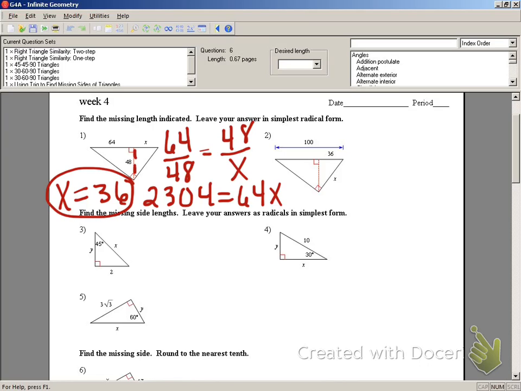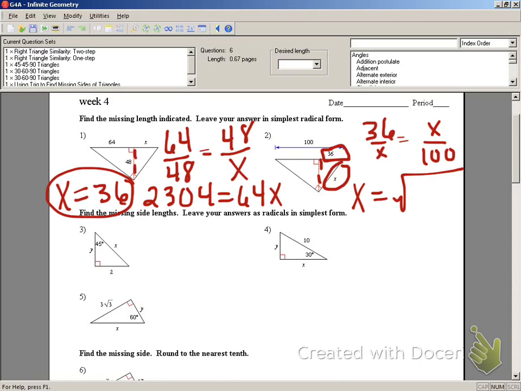So now number 2, find x. Now notice we still have an altitude drawn, but in this case we're looking for a leg, and we have the property that tells us that the leg is the geometric mean of its adjacent hypotenuse segment and the whole thing. We're told the whole thing is 100 in this case. So once again, x will equal the square root of 36 times 100.